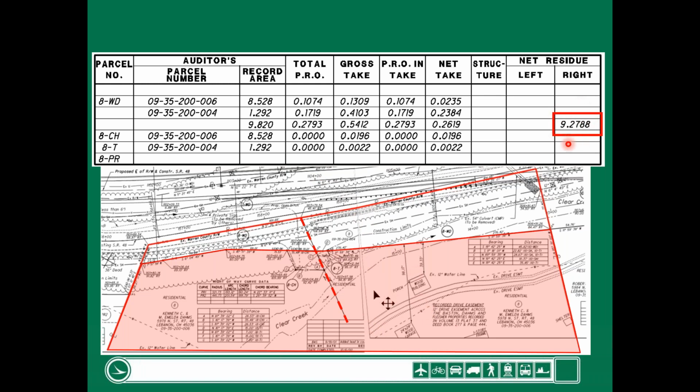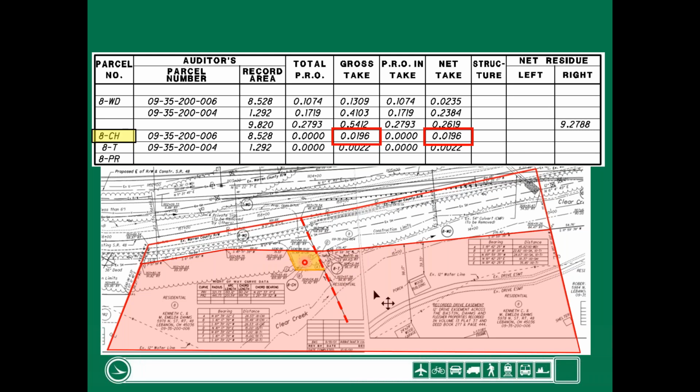The net residue is 9.2788 acres. So that's everything highlighted in red. That's what the property owner will retain after the project is completed. They will lose all rights to this area right here. ODOT will own it all in fee. Okay. As you can see, we've reduced their total acreage from 9.8220 acres to 9.2788 acres. So roughly just over a half acre they're going to lose. Now, the next two parcels that we acquire are the Channel Easement, which I've highlighted here.